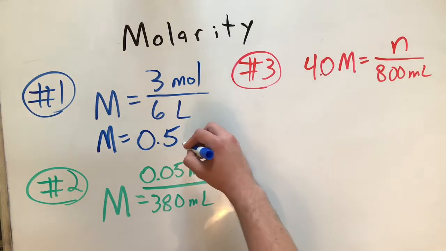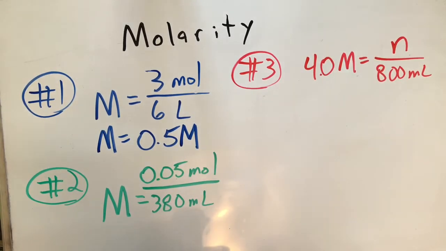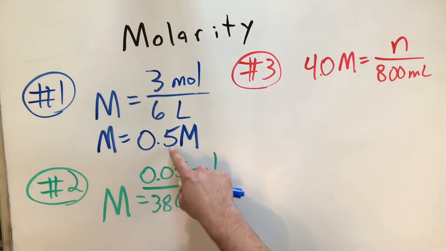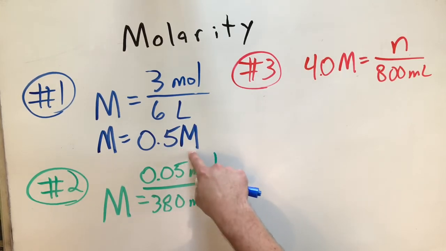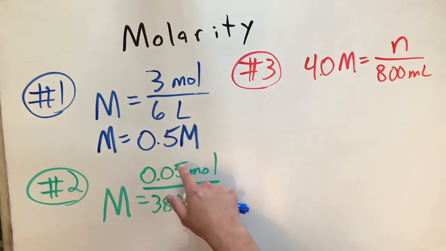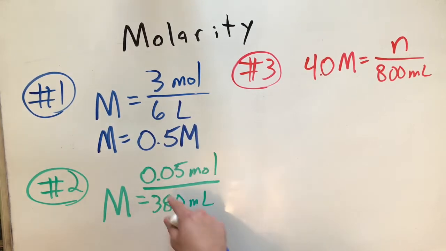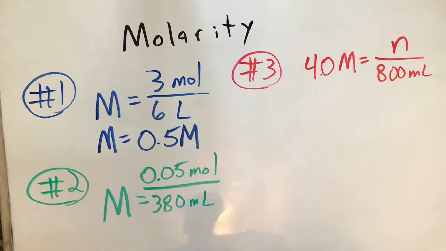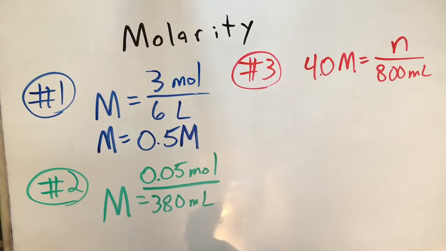And the way that I would label this is with a capital M. So this is 0.5 molar. We would pronounce this molar, just like the teeth at the back of your mouth. So how concentrated is this solution? It's 0.5 molar, or half molar, which is still decently concentrated. That's still a pretty strong solution.